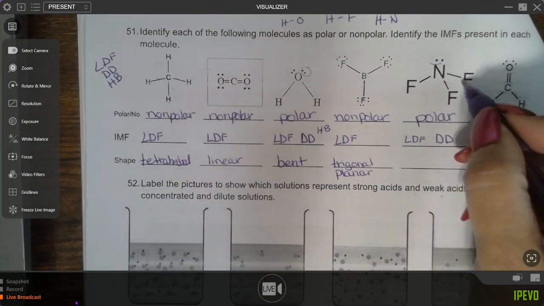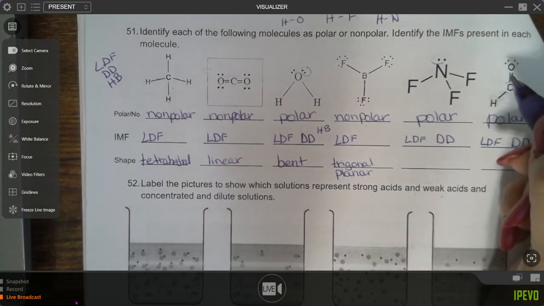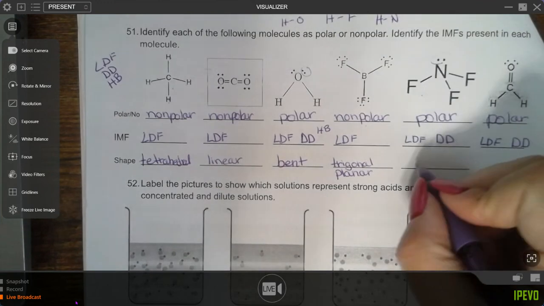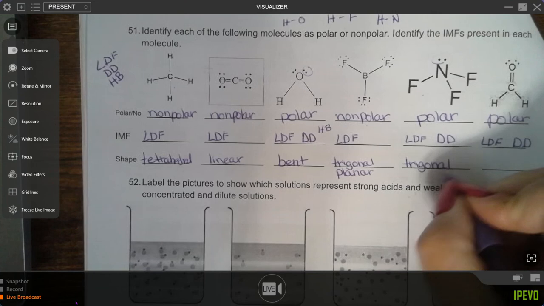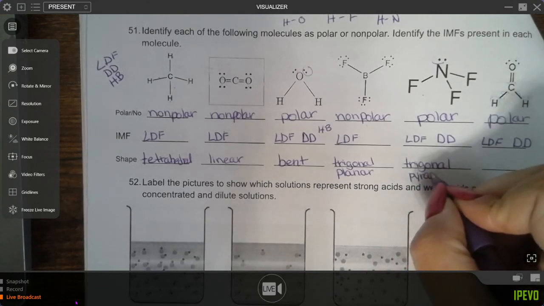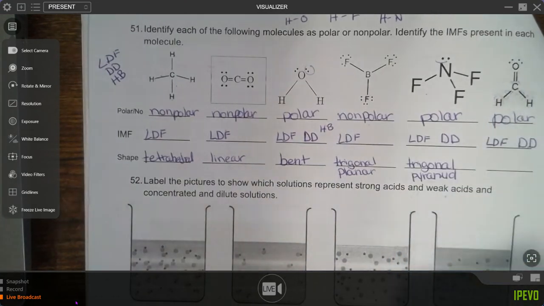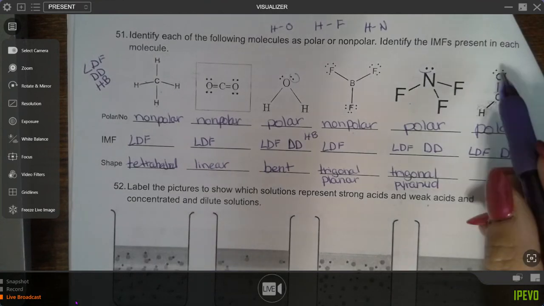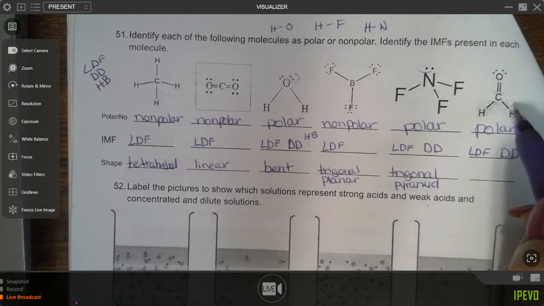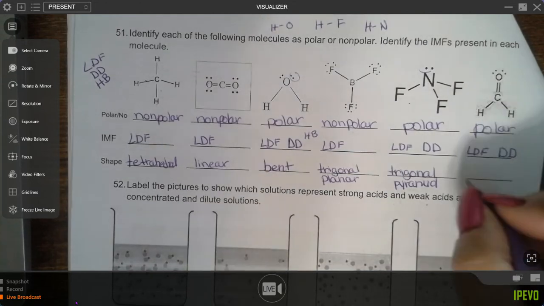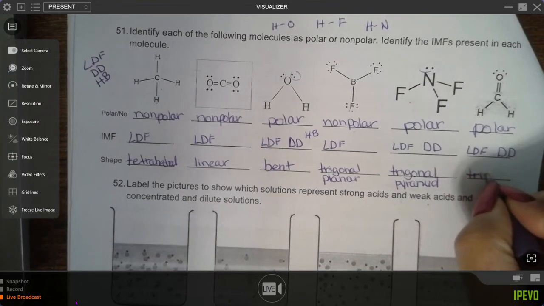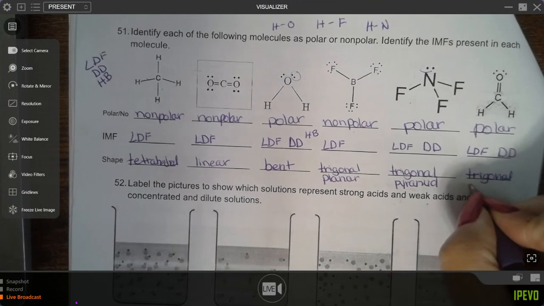NF3: 4 electron domains, 3 atoms, 1 lone pair. This is trigonal pyramid. And then carbon with the oxygen and 2 hydrogens: 3 electron domains, all atoms. So this is also trigonal planar.